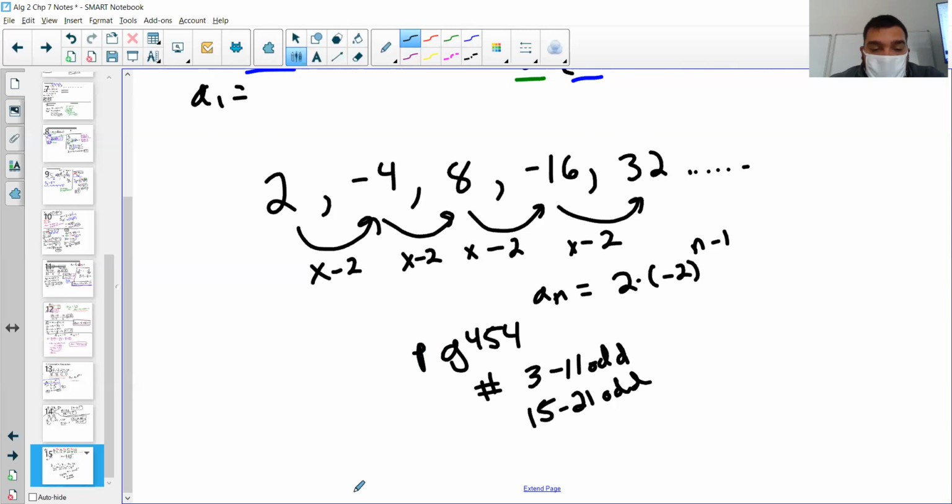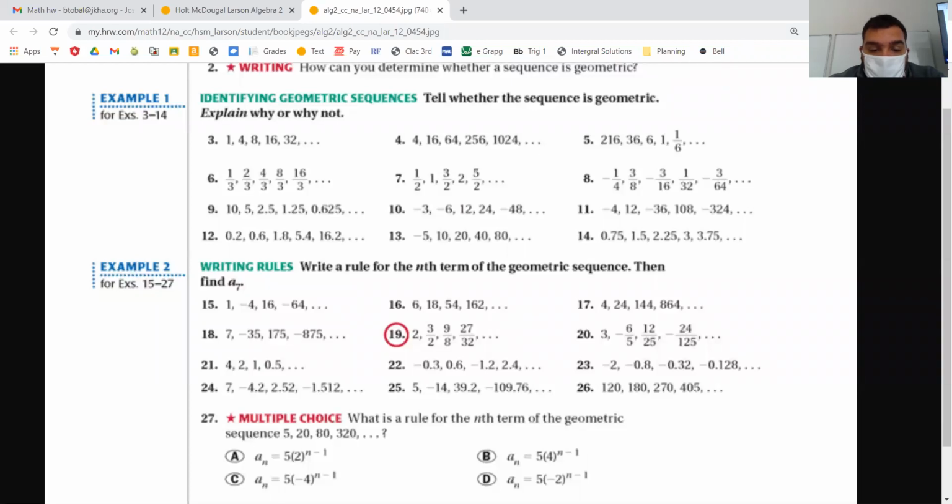So I'll share the textbook page. 3, 5, 7, 9, 11, 15, 17, 19, 21. So that's what you guys should be doing right now. I'm going to post on Google Classroom as you do that, and I've got to submit my attendance from today.